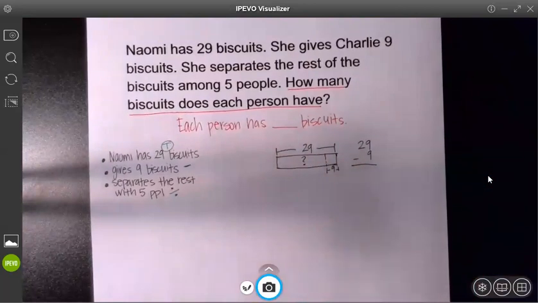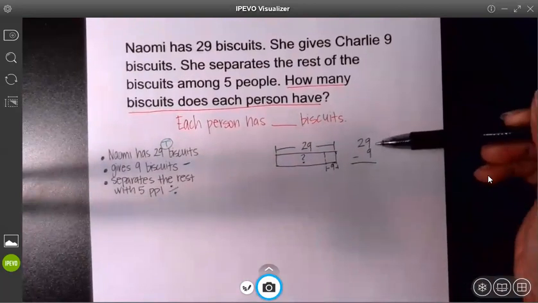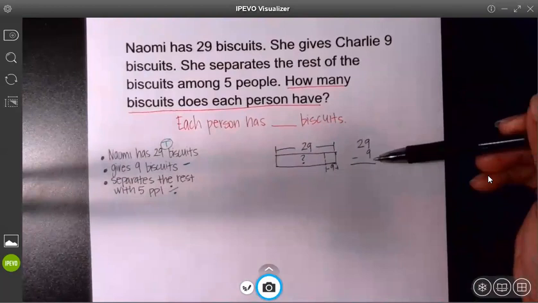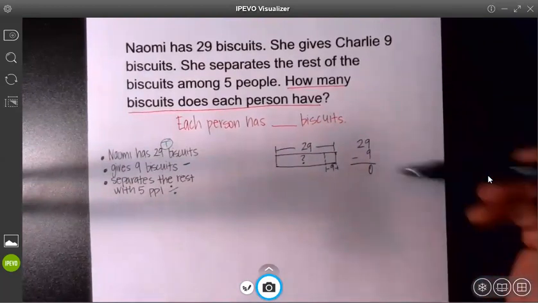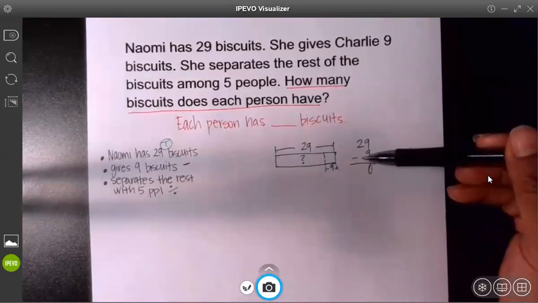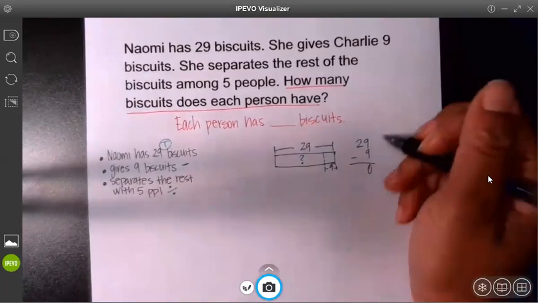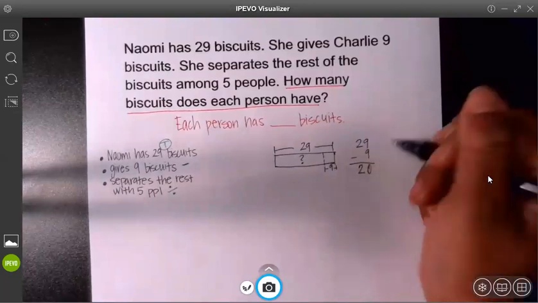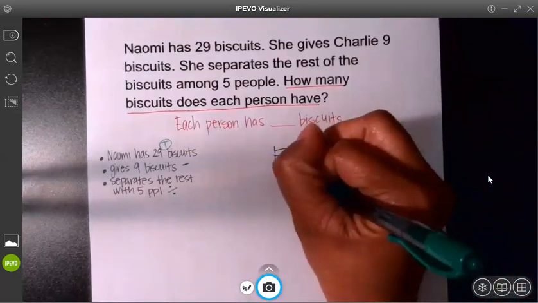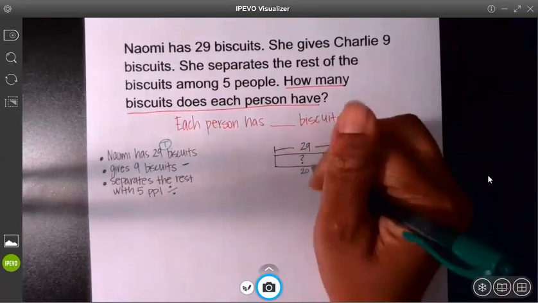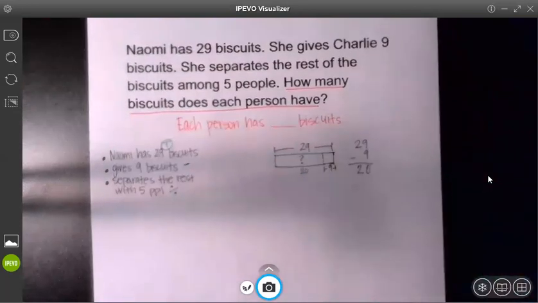So when you set your subtraction problem up, now we can go ahead and solve it. We see that 9 ones taken away from 9 ones is 0. And 2 tens minus nothing is going to be 2. So we know that our missing part is 20 biscuits. So we know that this part is going to be 20 biscuits, right? So that is our missing part.